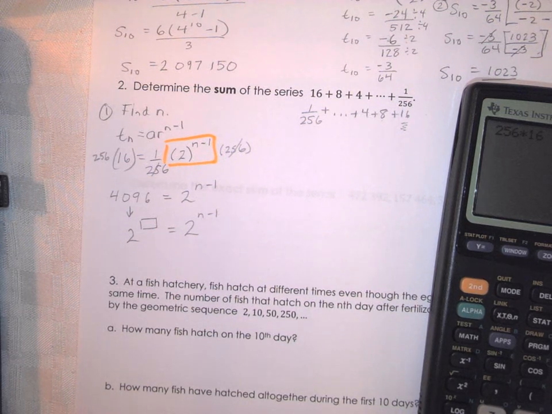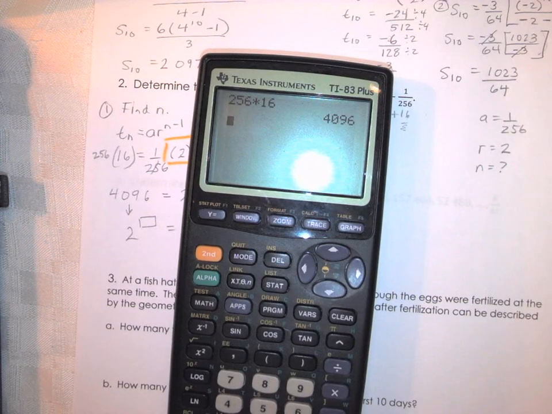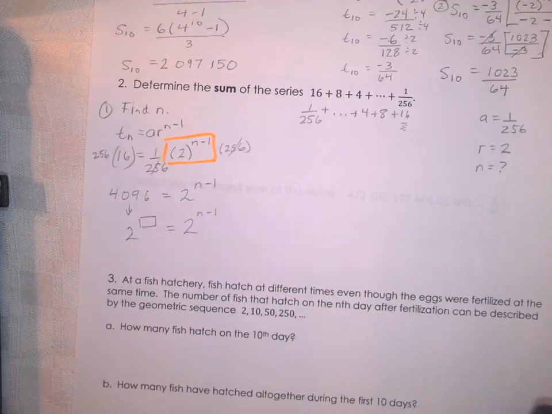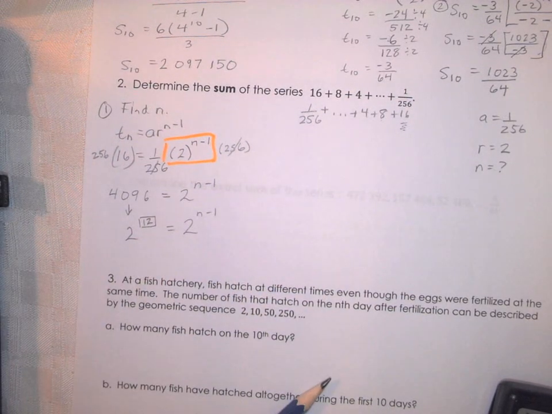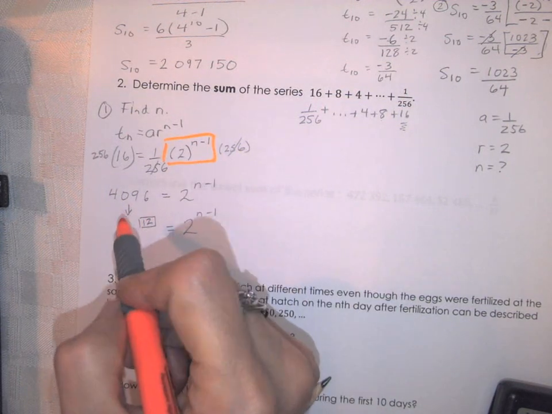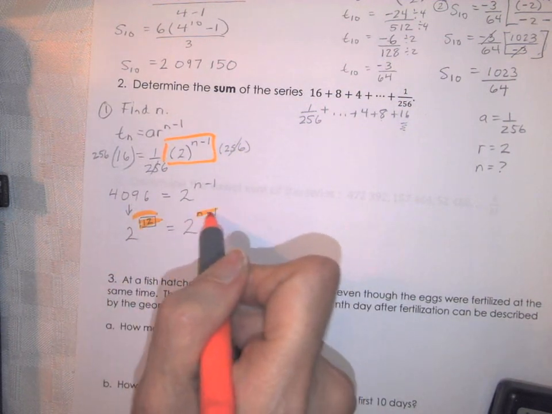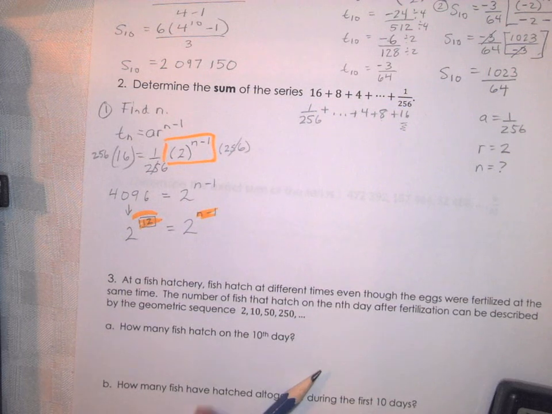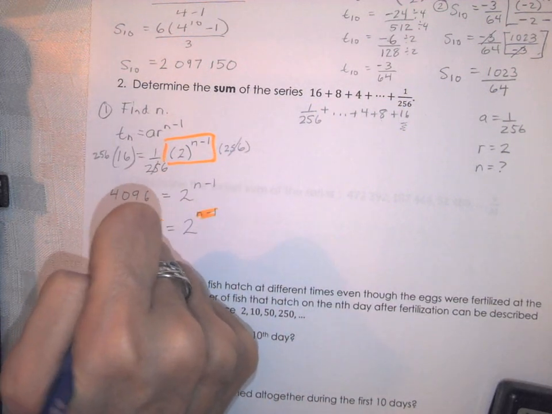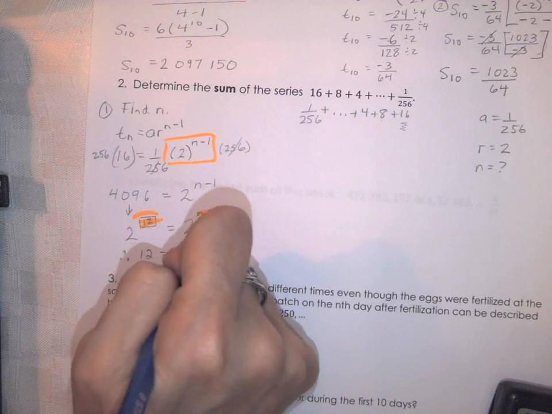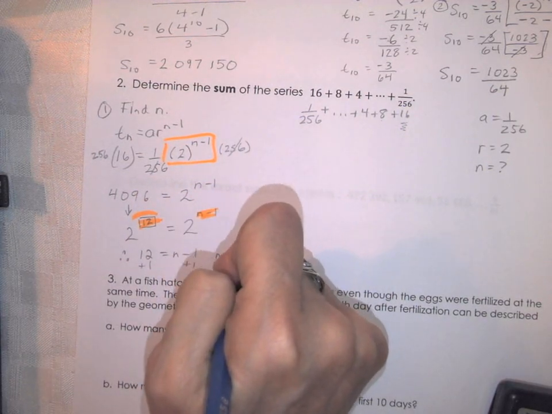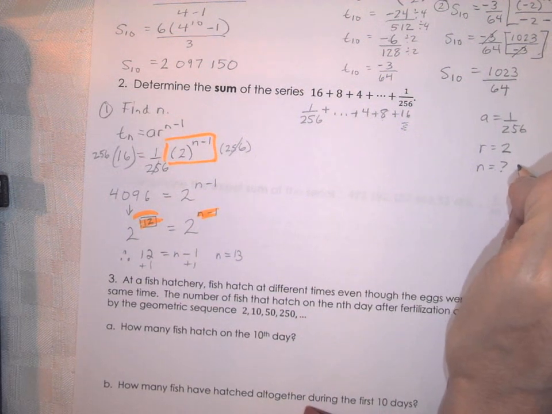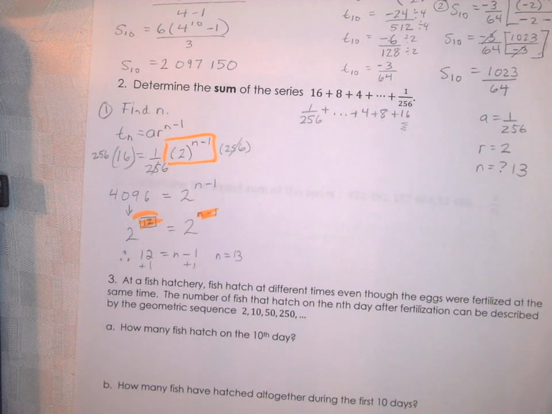So I'm going to try 2 to the 12th, for instance. Oh, I got it on the first try. And now that the bases are equal, I know that the exponents must be equal to solve this exponential equation. So therefore, 12 is equal to n minus 1. Add 1 to both sides, and we get that there's 13 terms in our series.